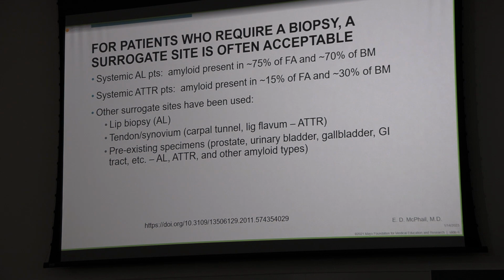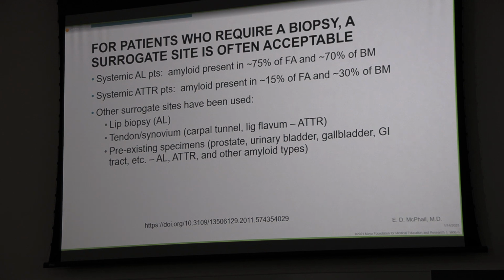And then if those sites don't work, there are other sites that have been used with variable success. So lip biopsy is actually a pretty good site for AL. One paper I was looking at showed that about 50% of AL patients who had a negative fat and bone marrow did have a lip biopsy positive for AL. Again, tenosynovium is good for TTR patients. However, I would not be convinced that a patient who had TTR in, say, their carpal tunnel couldn't possibly have AL in their heart. So I wouldn't use that as a great surrogate site. I think it's an indicator, but it doesn't prove it.